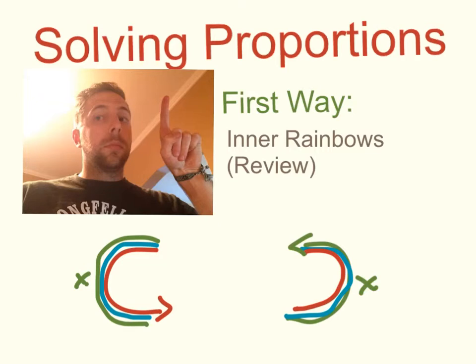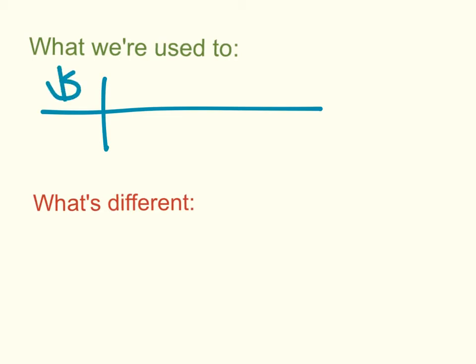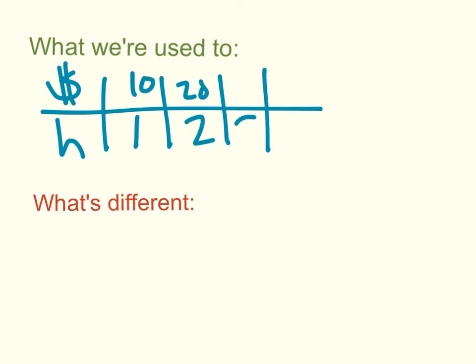Let's take a look at what we're used to compared to what's different now that we're solving proportions. What we're used to is tables where I'm giving you figures and ratios in dollars and hours or miles and gallons, stuff like that. So we're used to seeing tables that would say for 1 hour of work I would get $10, for 2 hours of work I would get $20, for 5 hours of work I would get $50, and for, let's say, 10 hours, I would get $100.